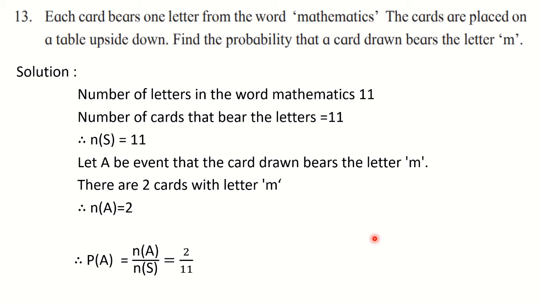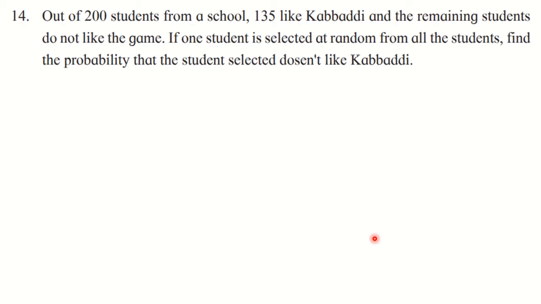I am going towards the next question, that is question number 14. I am reading the question first. Out of 200 students from a school, 135 like kabaddi and the remaining students do not like the game. That means total students are 200 and there are two types of students: 135 like kabaddi and the remaining do not like kabaddi.